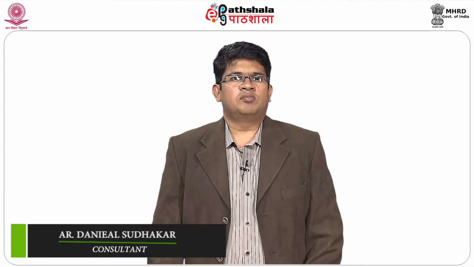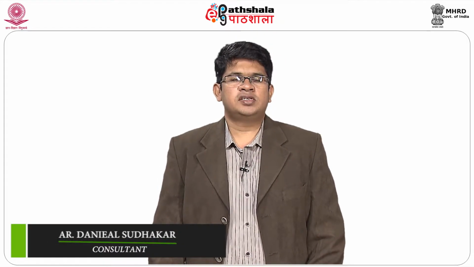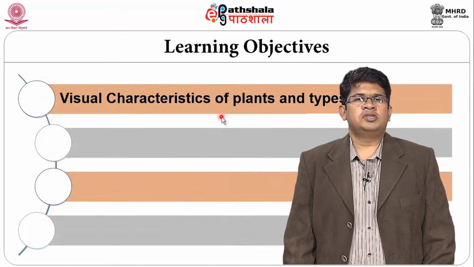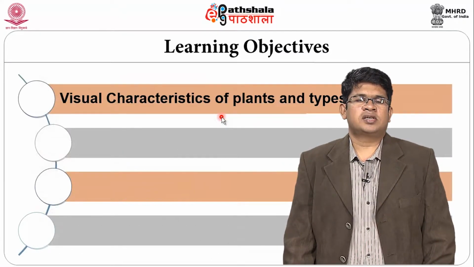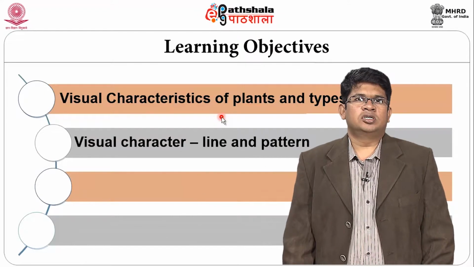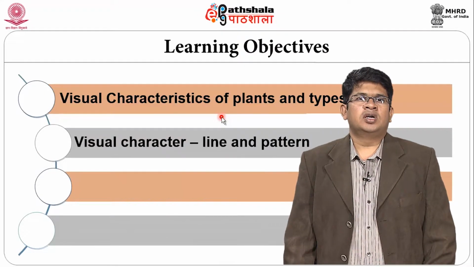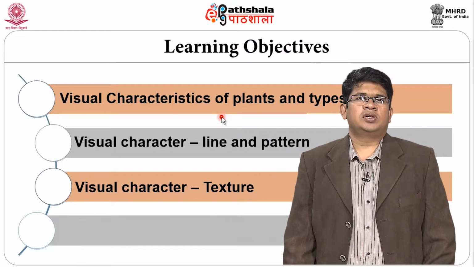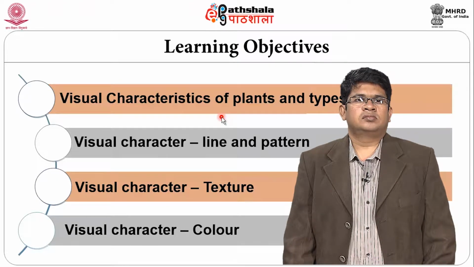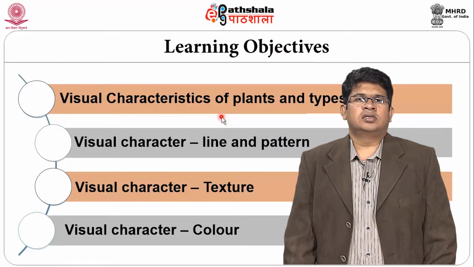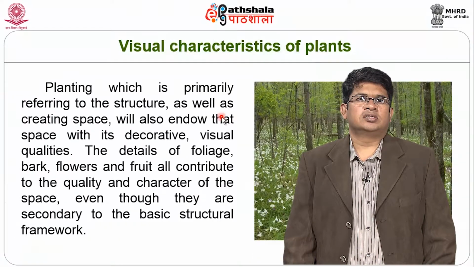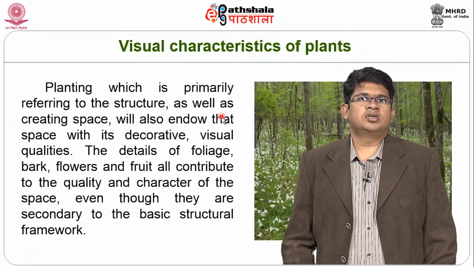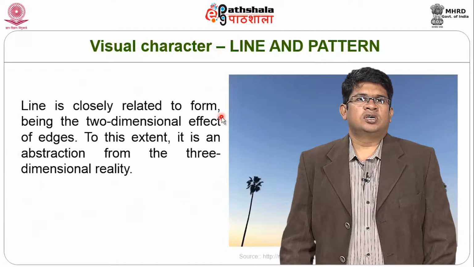In this particular module, we shall go further and see more of the other visual characters that we can observe in plants. We will see the visual characteristics of plants and types, then the line and pattern, which is one of the visual characters that could be observed in plants, the visual character of texture, and finally, the visual character of color. We would see a lot of these types of visual characters and go ahead in detail.